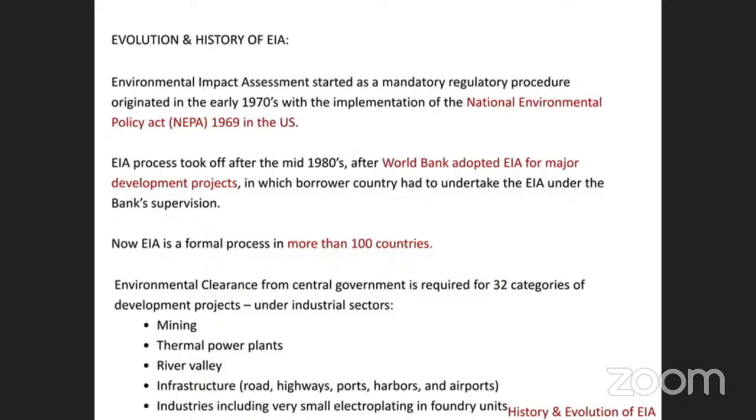Now, EIA is a formal process, and more than 100 countries are following the environmental impact assessment. There are 32 categories of developmental projects under the industrial sector: mining, thermal power plants, and river valley projects, infrastructure development, that may be roads, highways, ports, airports, included in infrastructure activity. And the next, industries, very small to large industries, including electroplating industries, also included in EIA assessment.